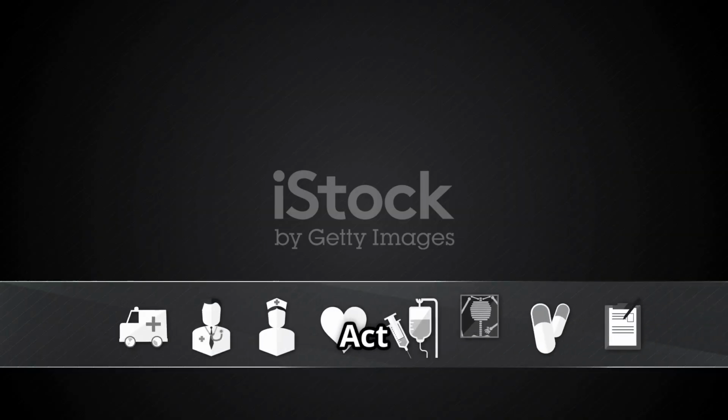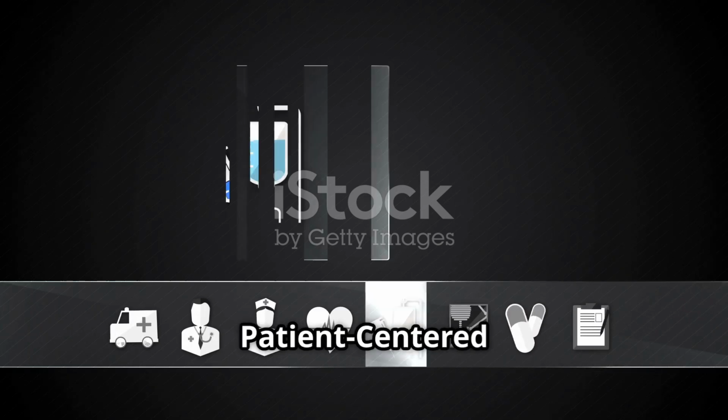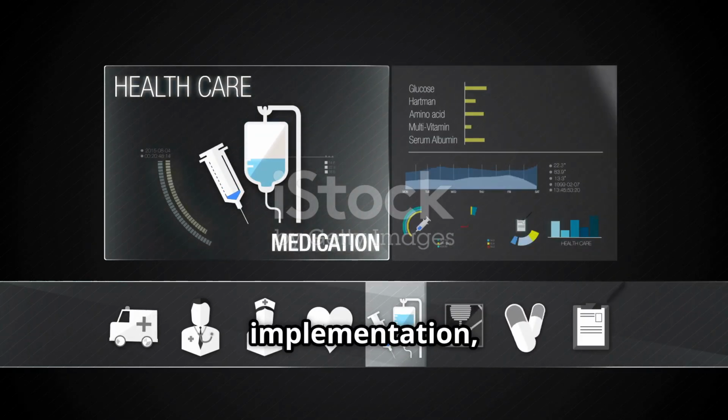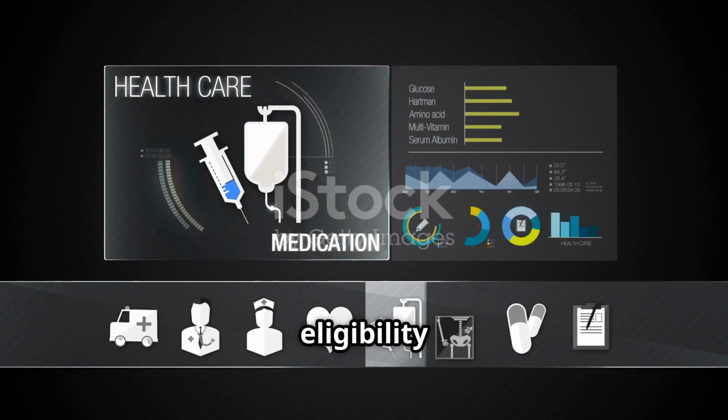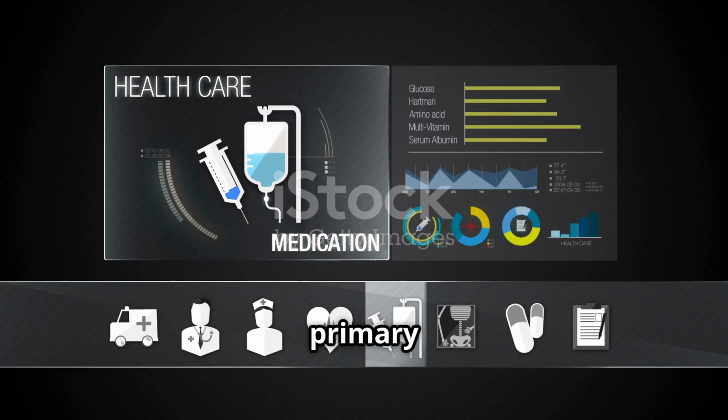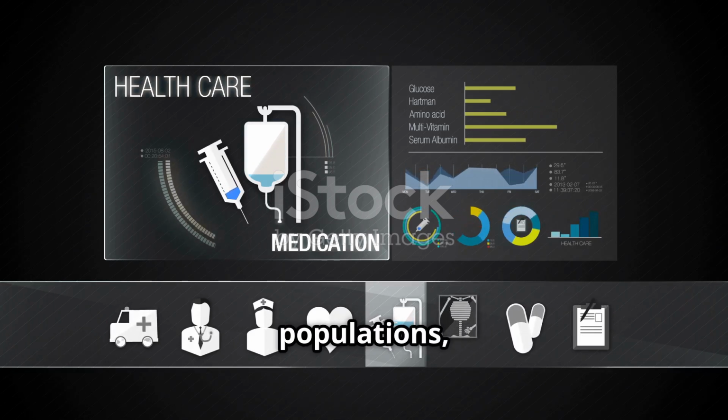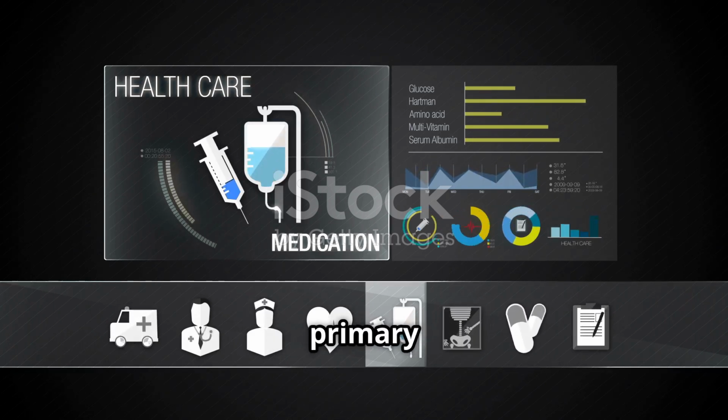The Affordable Care Act includes numerous provisions supporting patient-centered medical home implementation, including expanded Medicaid eligibility that increases access to primary care for low-income populations, enhanced payment rates for primary care and preventive services, and support for innovative care delivery models that emphasize care coordination and population health management.